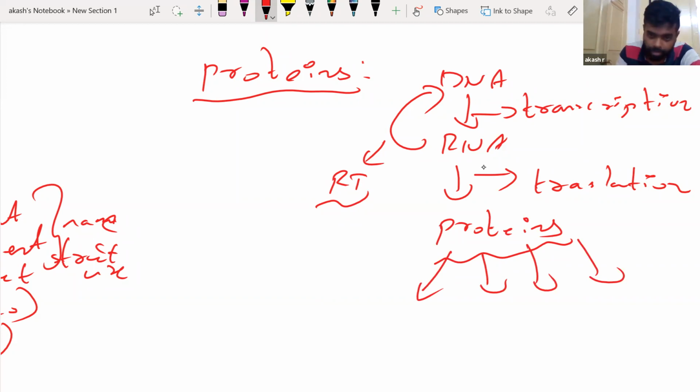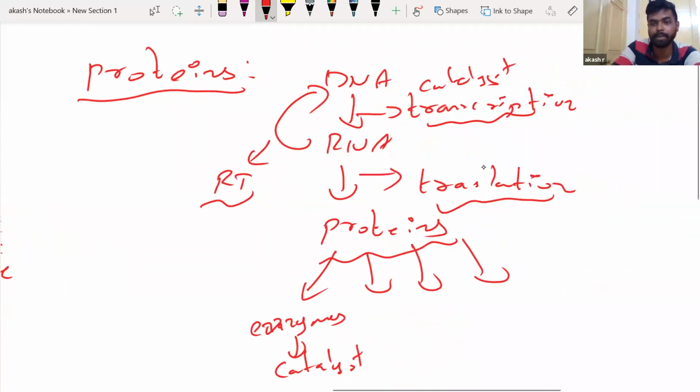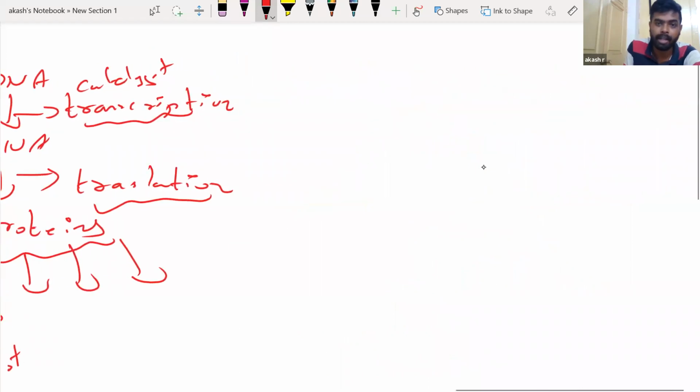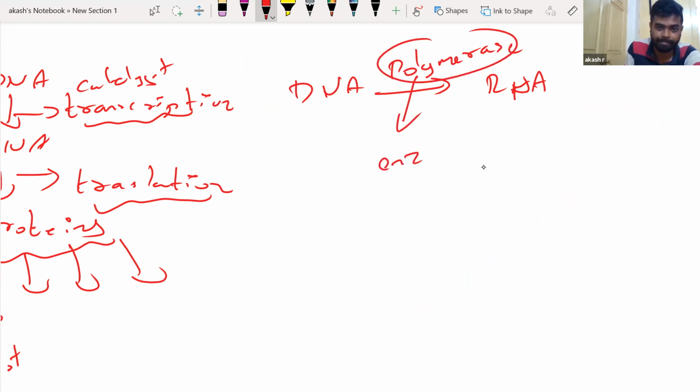in our body. Some proteins can act as enzymes. And I know what enzymes are. Enzymes are catalysts. All these are chemical reactions. Transcription is a chemical reaction. Translation is a chemical reaction. So for all of these reactions, you need some catalysts, and that catalyst can be proteins. For example, if I have to convert DNA to RNA, I need something called polymerase, and this is nothing but an enzyme. Enzyme means a protein.